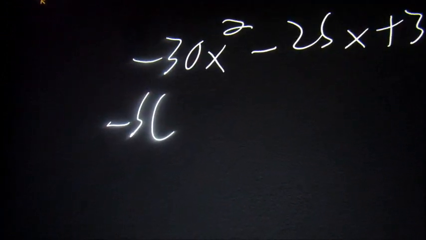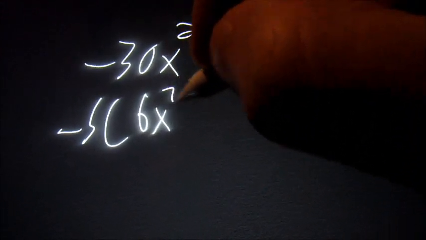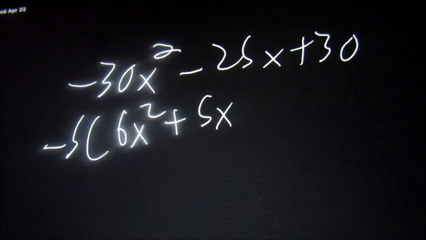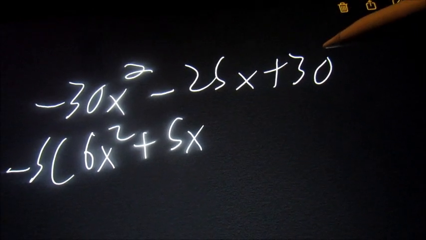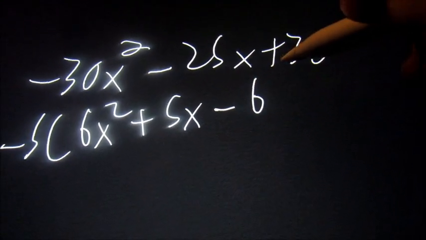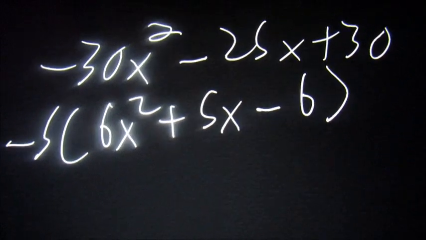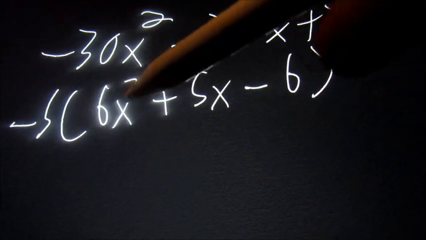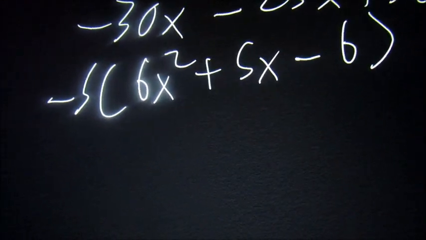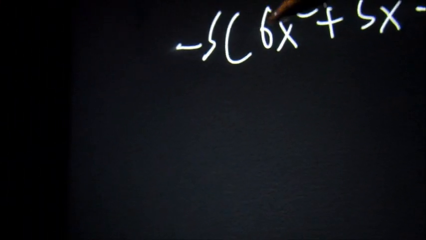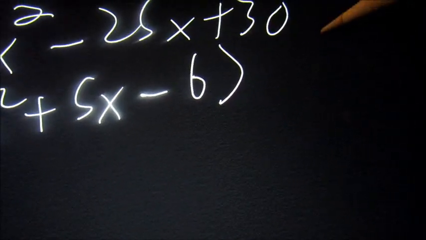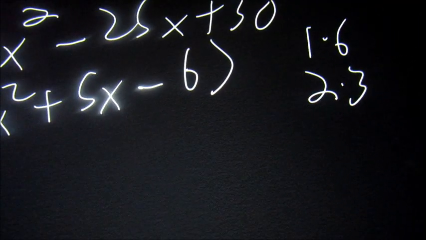Negative 30x squared divided by negative 5 is now positive 6x squared. Negative 25x divided by negative 5 is positive 5x. And positive 30 divided by negative 5 is minus 6. Okay, so now we're going to keep the negative 5, but we have a number in front of the x squared, and a number here. So now what we have to do is factor both of them. Our factors for the 6 are 1 and 6 and 2 and 3. Our factors for this 6 are 1 times 6 and 2 times 3.